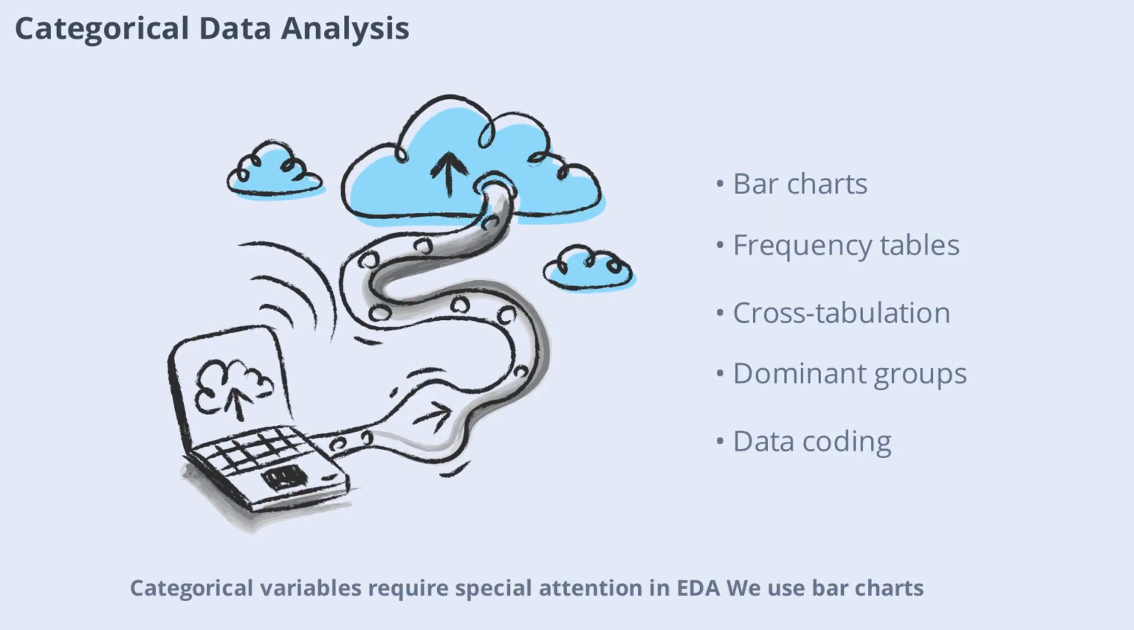Categorical variables require special attention in EDA. We use bar charts, frequency tables, and cross-tabulations to summarize and compare categories. This helps us spot dominant groups, rare categories, and potential issues with data coding.